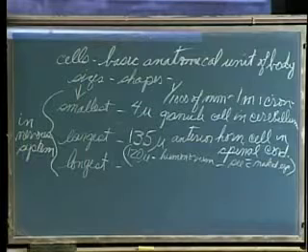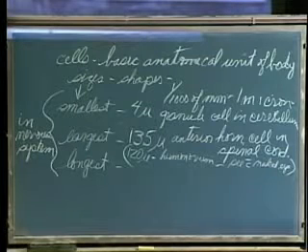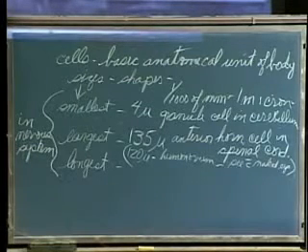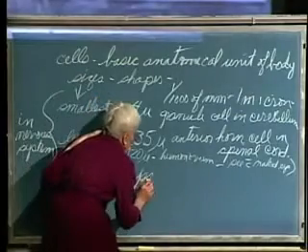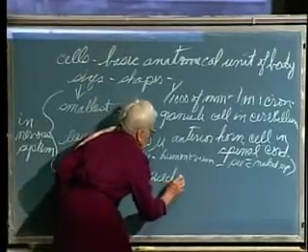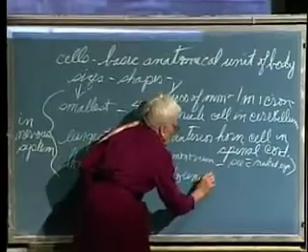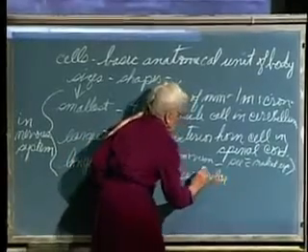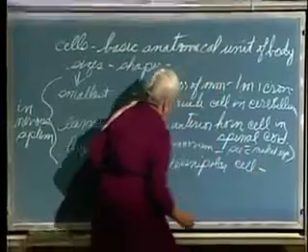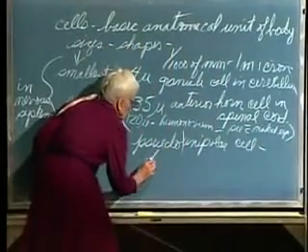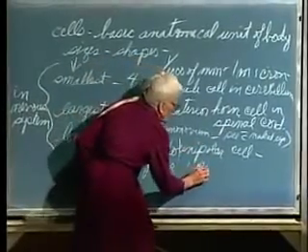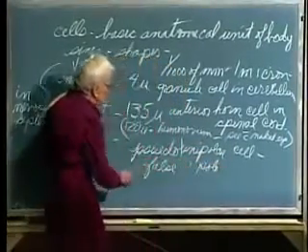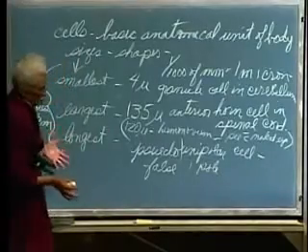All right, now the longest cell. The longest cell is the pseudo-unipolar cell in the nervous system. Pseudo, what does pseudo mean? Pseudo means false. Unipolar means one pole. So what kind of cell is this? It has a false pole.